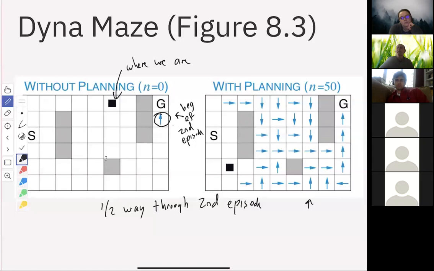When we got to the beginning of the episode, however, we started in the start state, we took one step, and then we did 50 planning steps. So the 50 planning steps allowed us to fill in some of these. We actually didn't fill in many of these arrows, right? But if we happen to pick this state as one of our 50, then we could have updated that one. And if we picked this state, we could have updated that one.